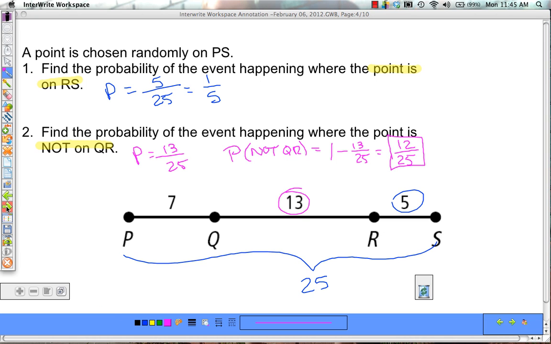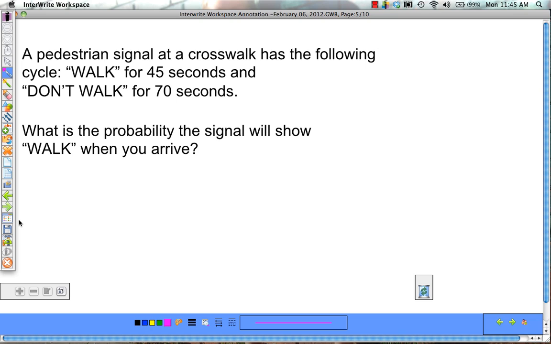Let's look at some more. What if a pedestrian signal at a crosswalk has the following cycle? It blinks walk for 45 seconds and don't walk for 70 seconds. So what is the probability the signal will show walk when you arrive? Well, the probability for walk is 45 out of the whole 115 seconds, which reduces down to 9 out of 23. So the probability of it showing walk is 9 out of 23.